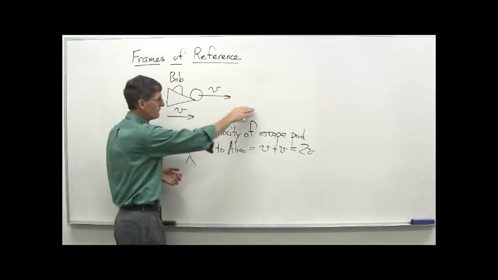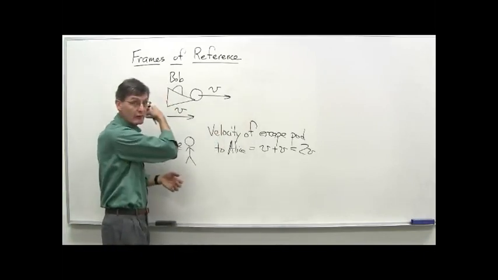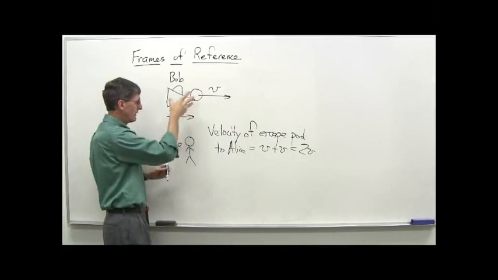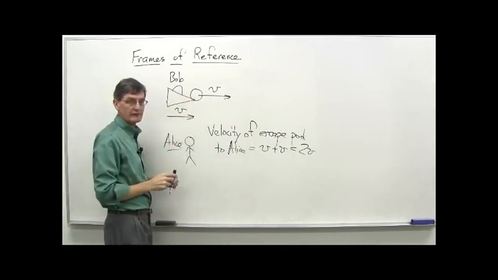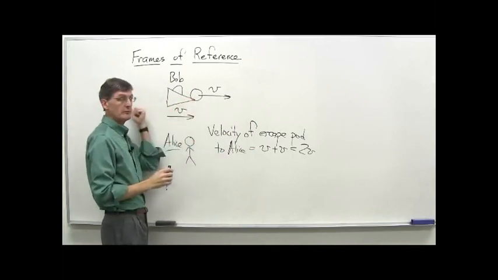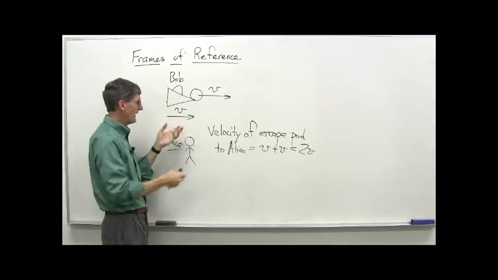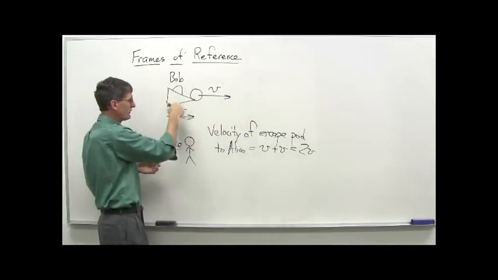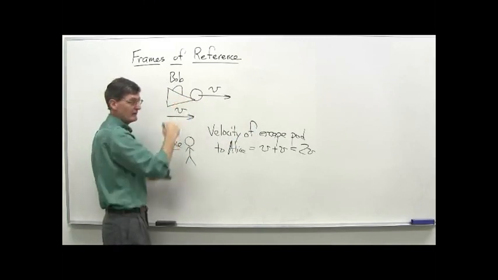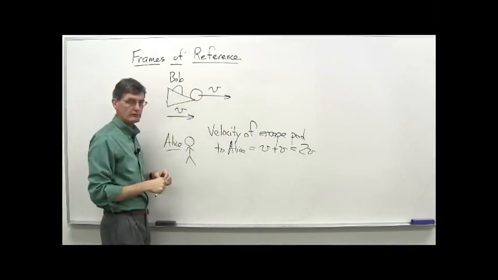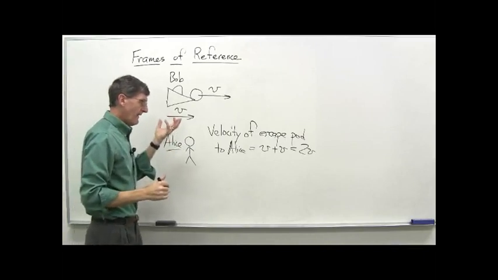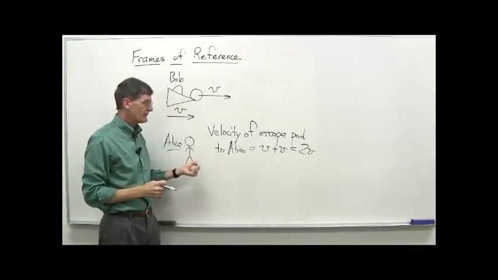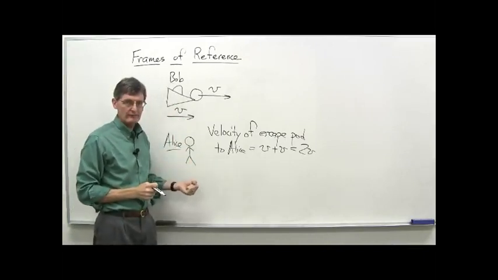So if Bob was moving with v this way and he shot the escape pod the other way at velocity v, the escape pod to Alice would just sit there. Again, to Bob, it'd still be going away from him, but to Alice, the movement of the spaceship that way plus the escape pod that way would mean the escape pod would just sit here in her frame of reference. So that's how we add velocities before Einstein came along.